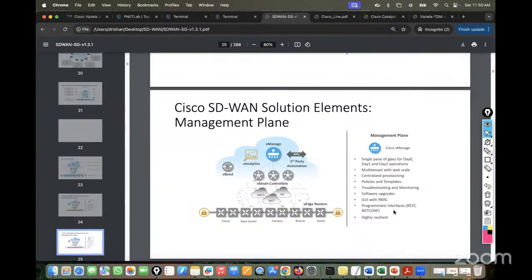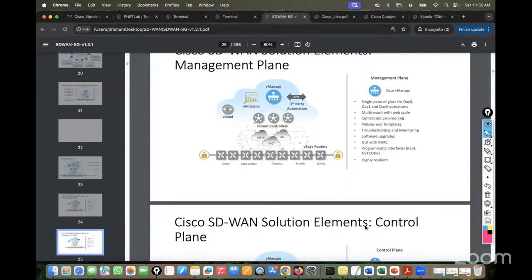Let's suppose I have the Postman tool. I want to do some kind of API call on this vManage. That is also doable. We can do that. Highly resilient means we have the two cluster and you want to do some kind of primary secondary failover. That is also possible in the vManage.